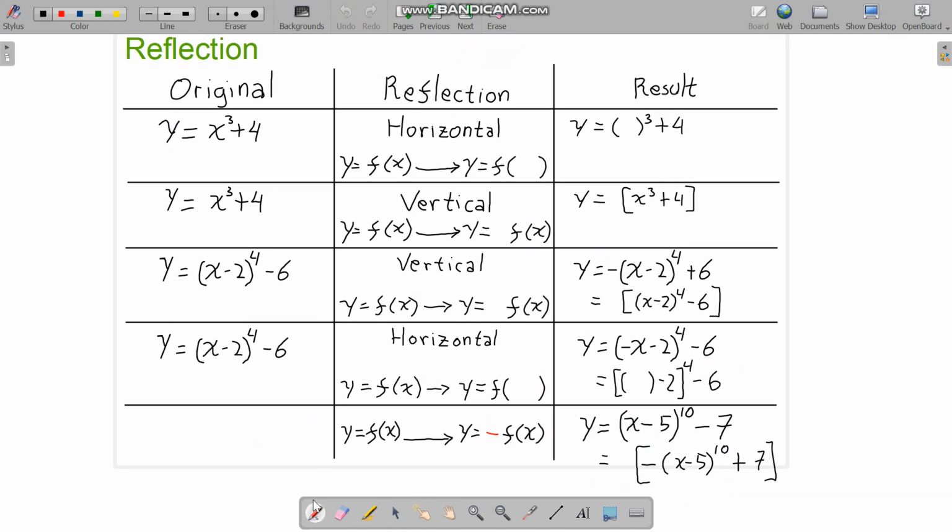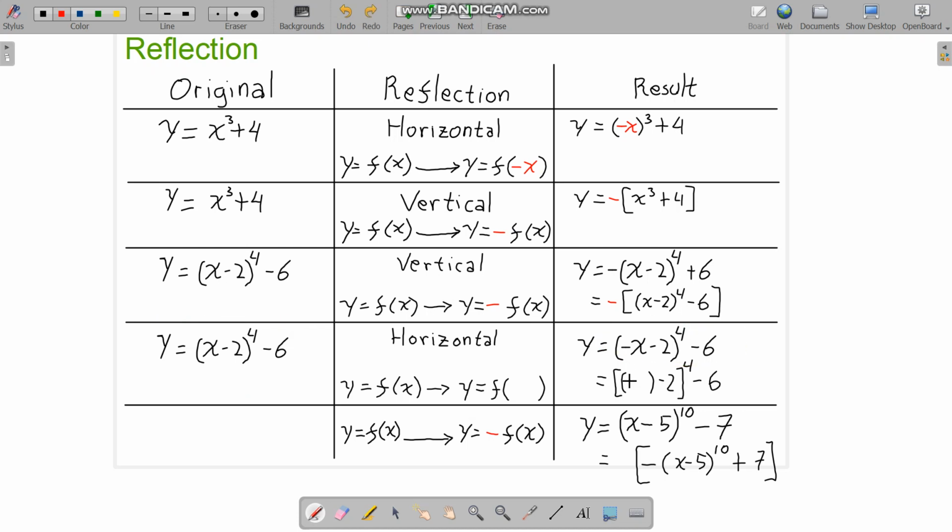So for example, here we have horizontal, so it's on the inside. On the inside we have a minus, so we replace the x with minus x. Vertical means on the outside we have minus, so minus times everything. Vertical, again, it's on the outside, so we have minus times everything. So yeah, that's it. And let's say we have this original and we know that this is the result.